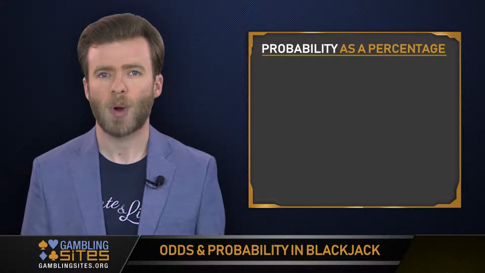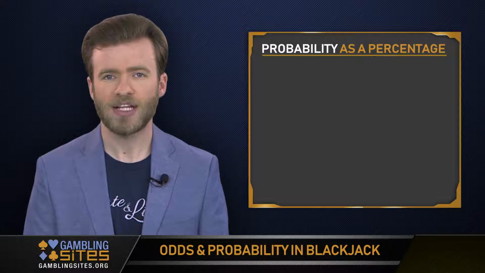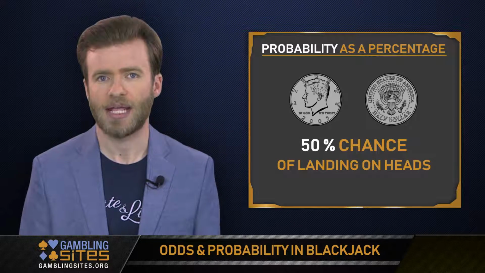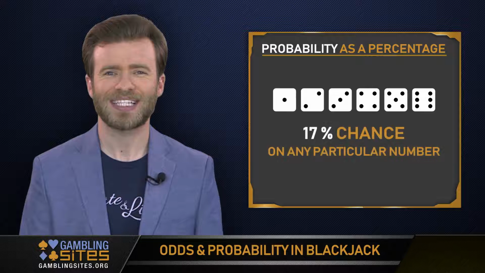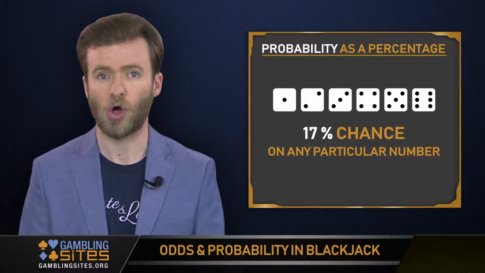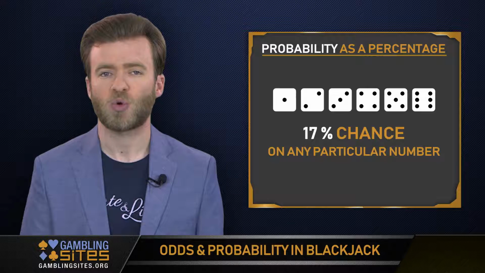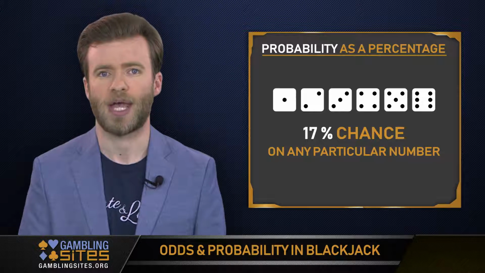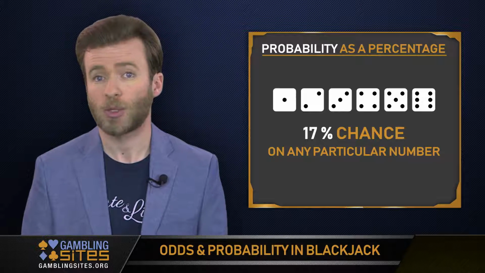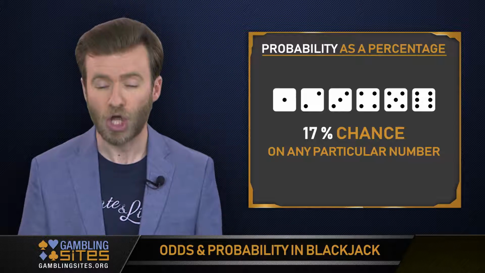You can also show probability as a percentage. In the instance of our coin flip example, you'd have a 50% chance of landing on heads. With the die, there's about a 17% chance of landing on any particular number with a single roll. The number will always be between 0% and 100%. Something with a probability of 0% will never happen. Something with a probability of 100% will always happen.